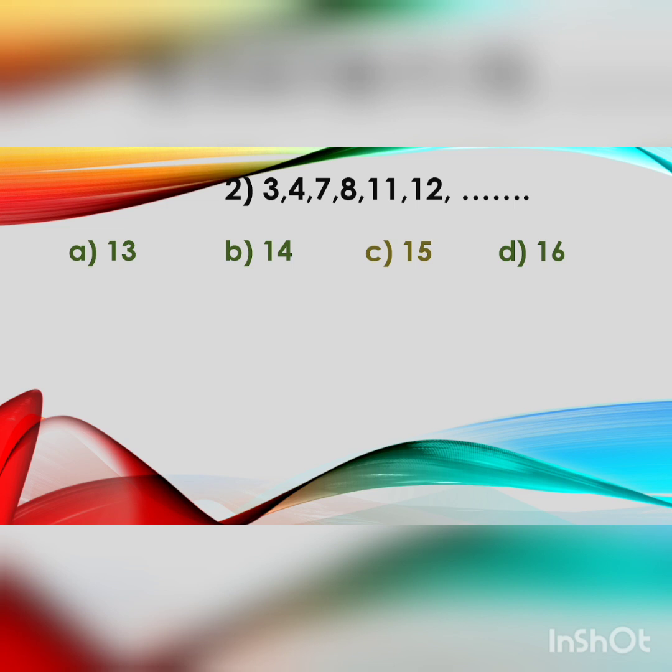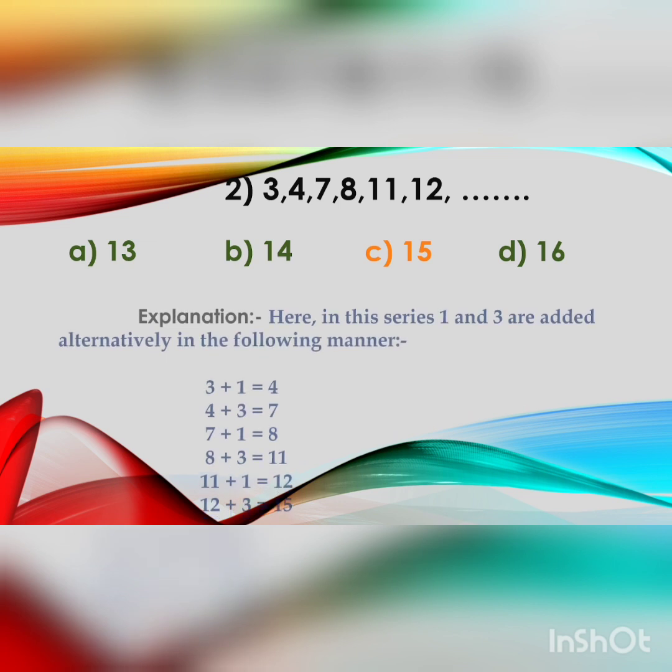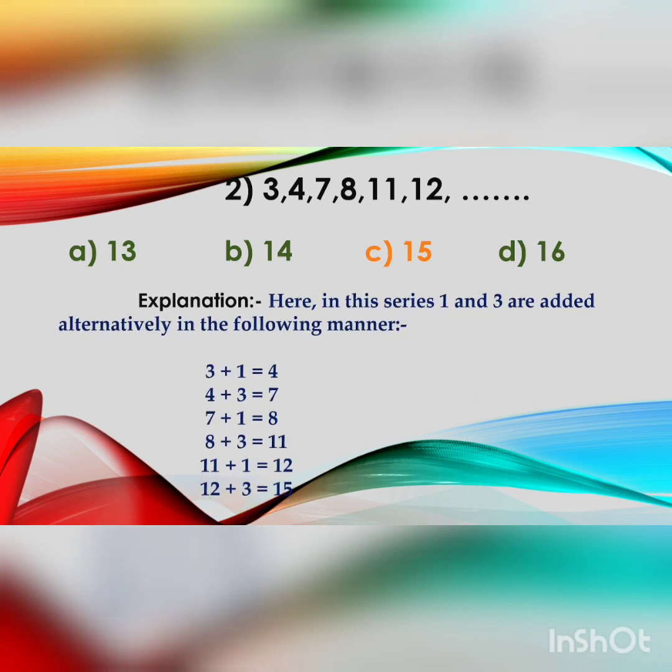In the first step 1 is added to 3 giving 4, next 3 is added to 4 giving 7, next 1 is added to 7 giving 8, next 3 is added to 8 giving 11, next 1 is added to 11 giving 12. So in the next step 3 has to be added to 12 and this gives us 15 as the next number of the series, so C is the correct answer for this question.